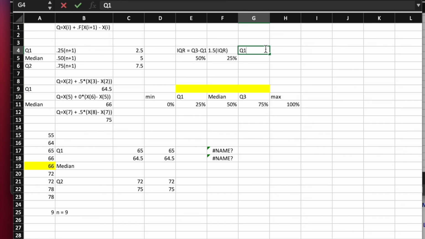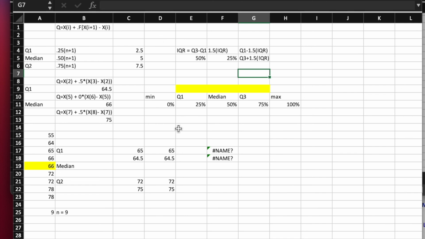So Q1 minus, no, it was Q1, yeah, it's Q1 minus 1.5 times IQR. And then it's Q3 plus 1.5 times IQR, right? And so what you're doing is you're adding 25% to Q3 and subtracting 25% from Q1.